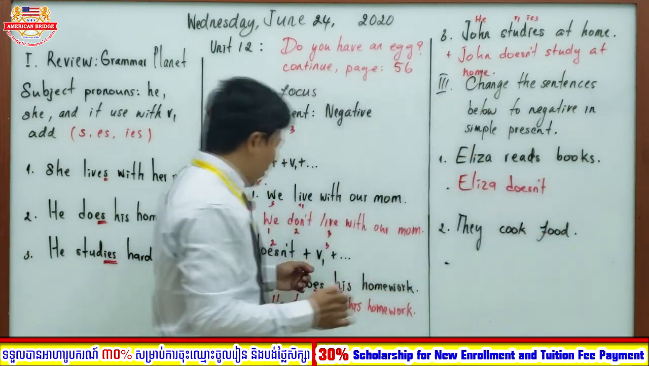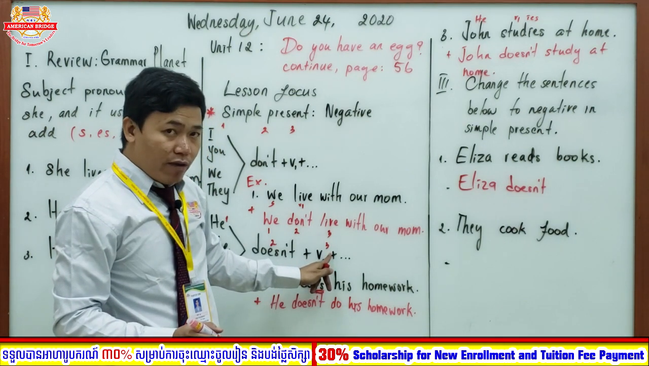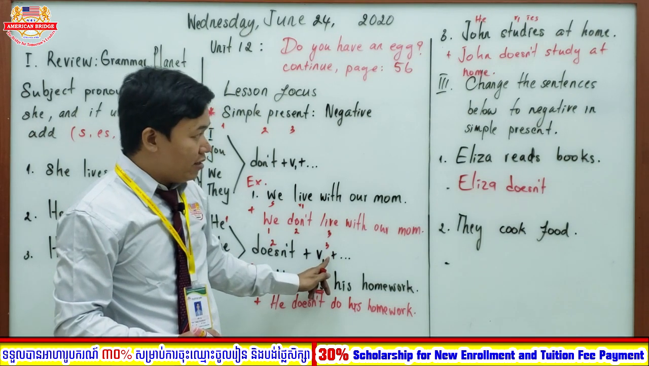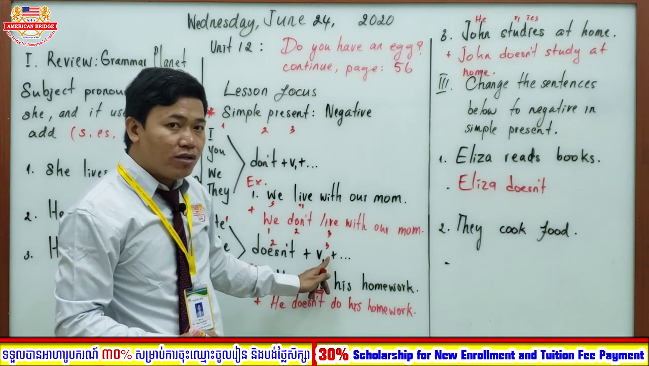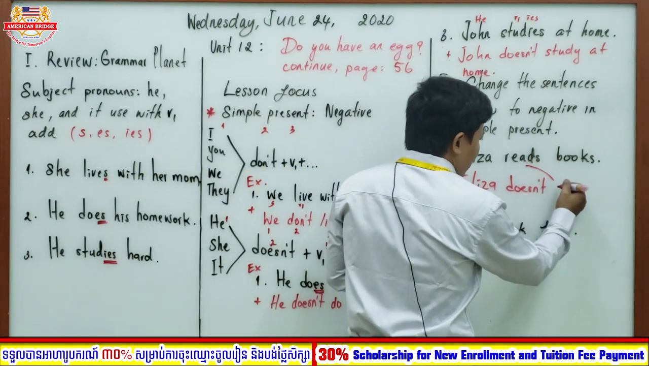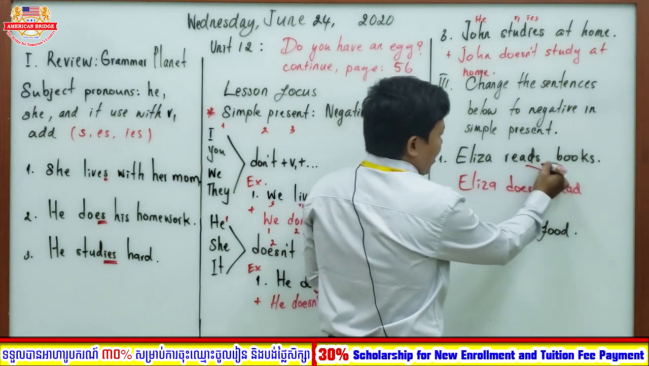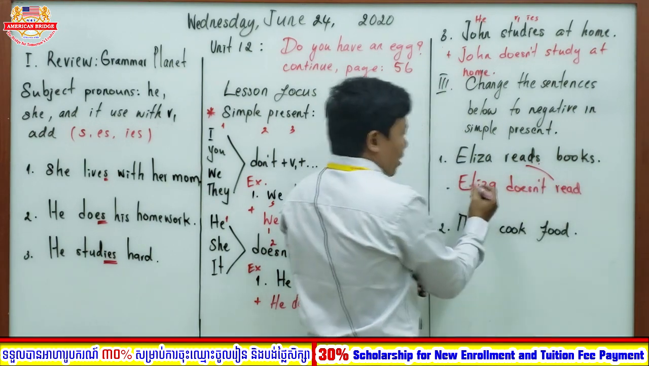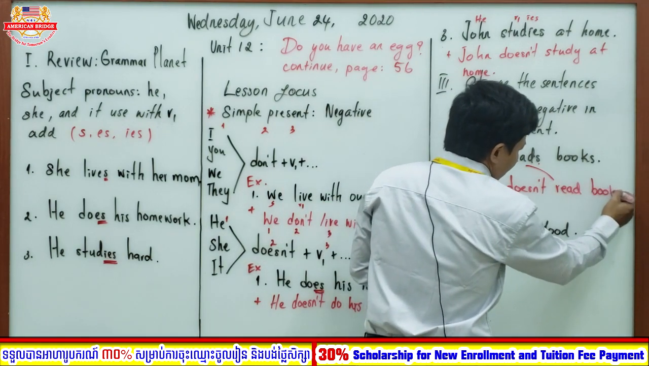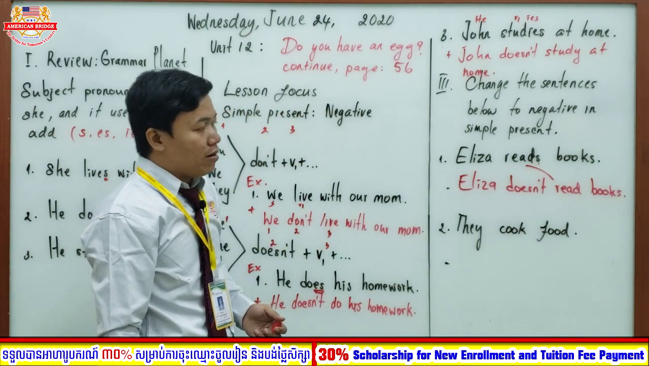And then we need verb 1, right? Verb 1 here. Do I write S, ES or IES? No, I don't write anything, right? So you put the original verb. So read, you remove the S here. You write down read, no S, right? No S here. It means Eliza doesn't read books. Okay? Eliza doesn't read books.